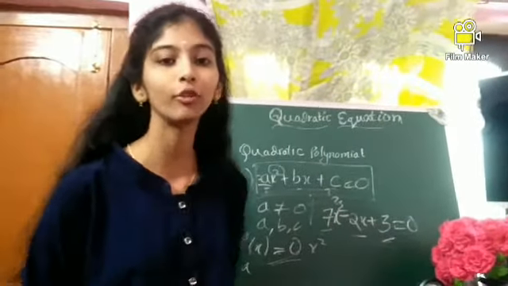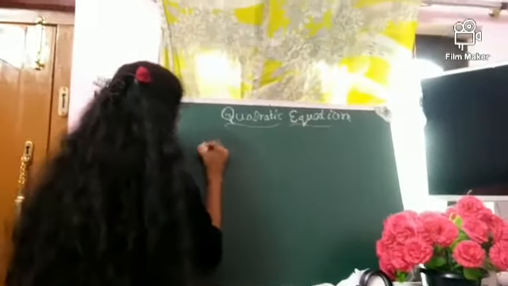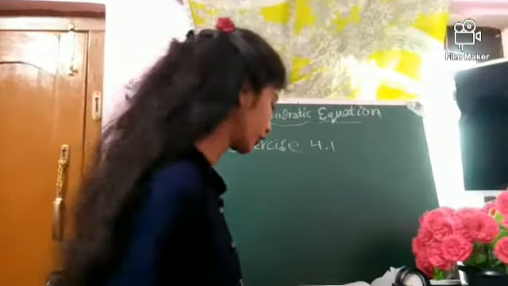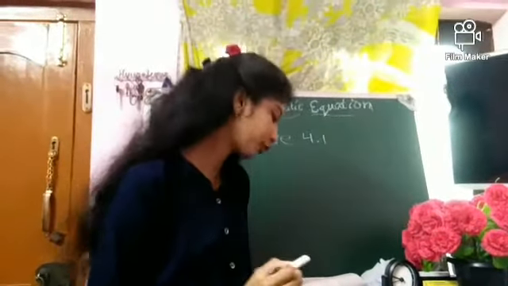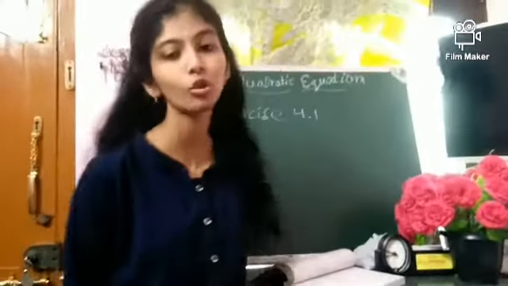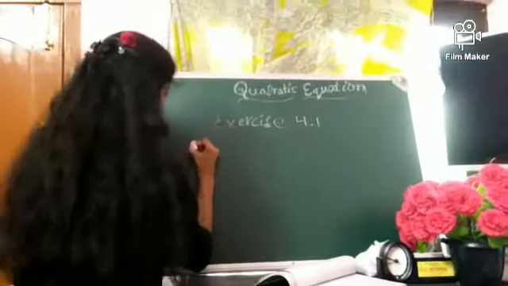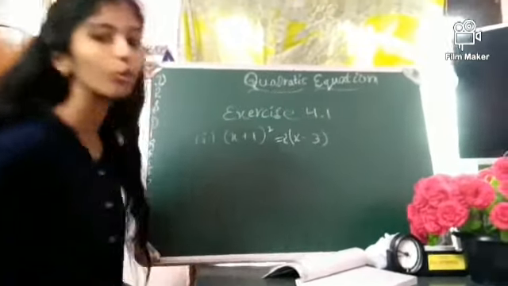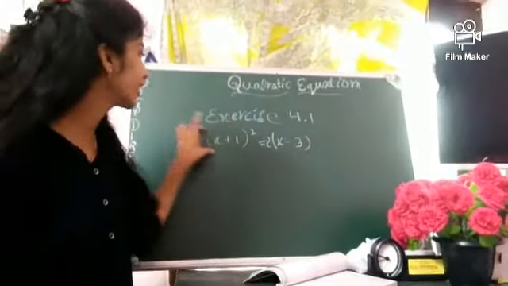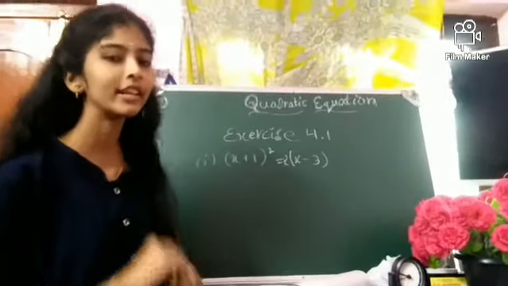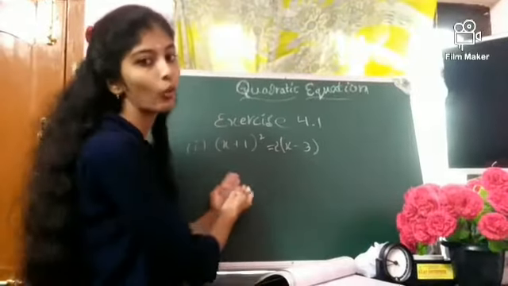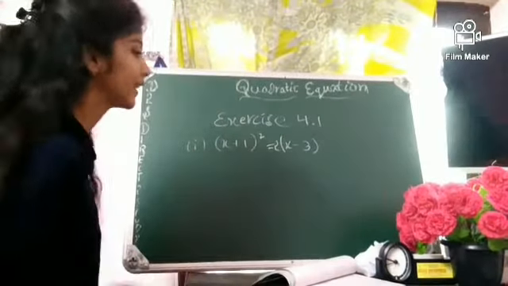Now, let's move further to the exercise. Exercise 4.1 tells us to check whether the following are quadratic equations. Moving to the first one, we should check whether the given problem is a quadratic equation or not. By this, we can't say whether it is quadratic or not, so we should simplify this.